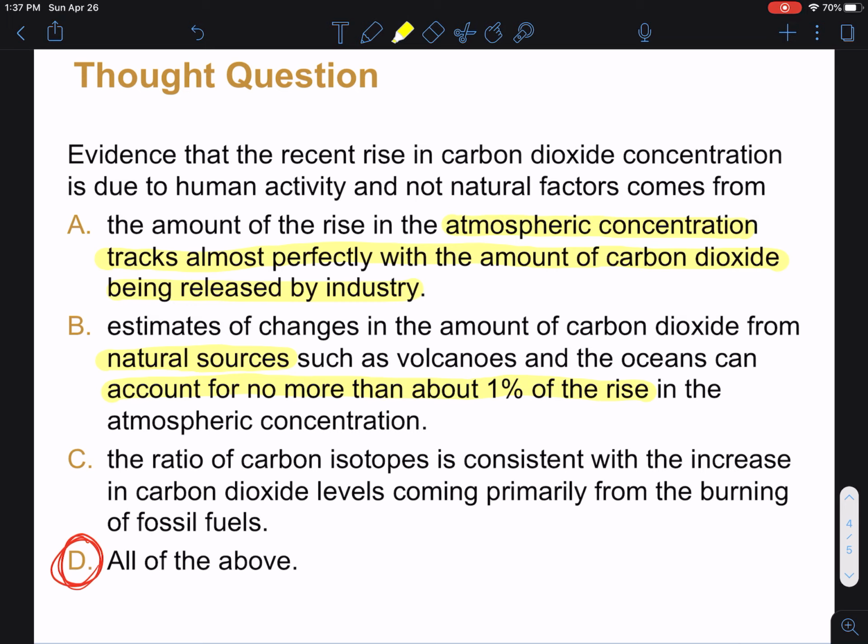Last thing I'll point out is the ratio of carbon isotopes is consistent with the burning of fossil fuels. So we've talked a lot about isotopic ratios in here, back when we talked about the moon, different things like that. So we have different isotopic carbon ratios in the past. Things as it gets turned into fossil fuels, that changes the ratio there.